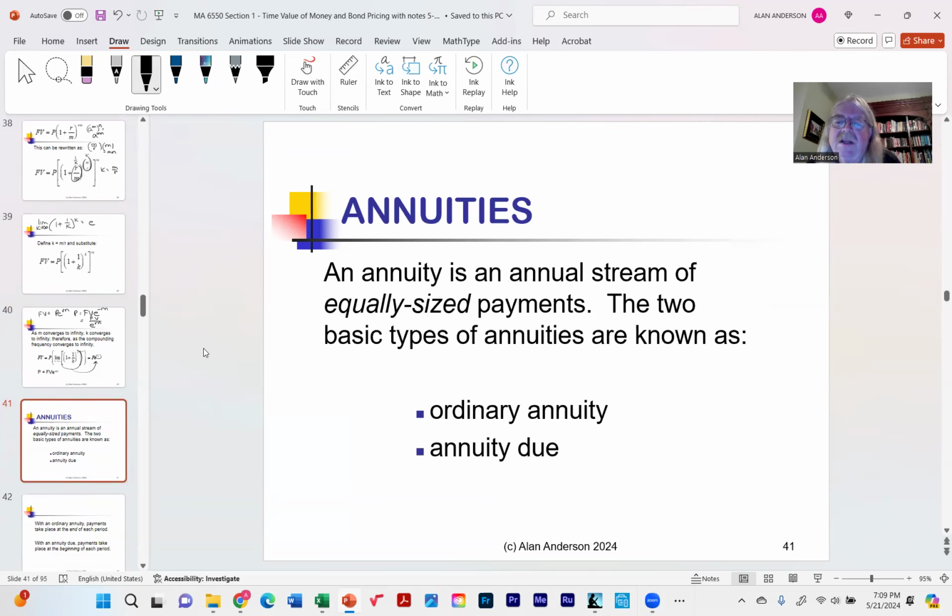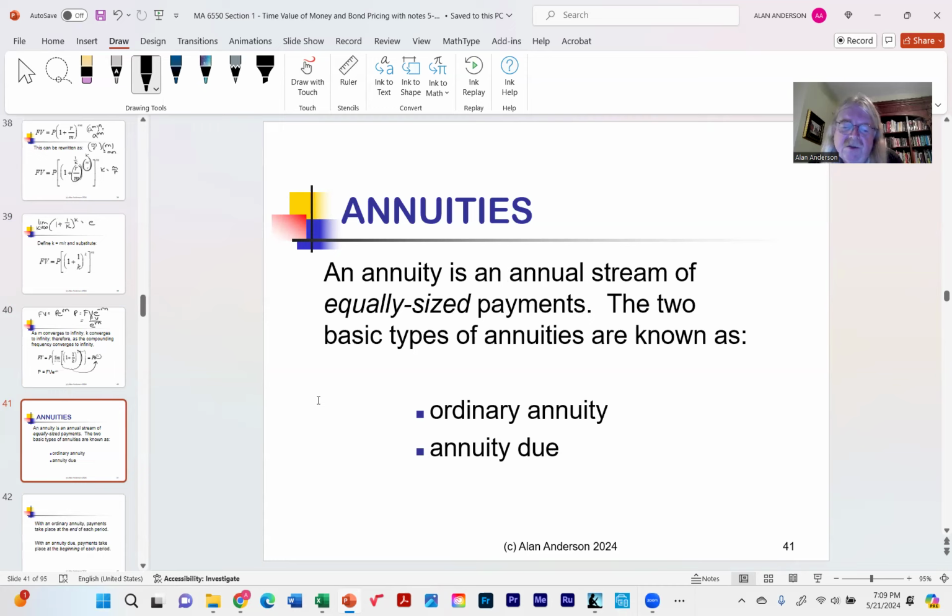Anyway, with all that being said, we're ready for annuities. Now, I mentioned this yesterday. An annuity is an annual stream of equally sized payments. In other words, what makes it an annuity is that the payments are all identical to each other and they occur once a year.